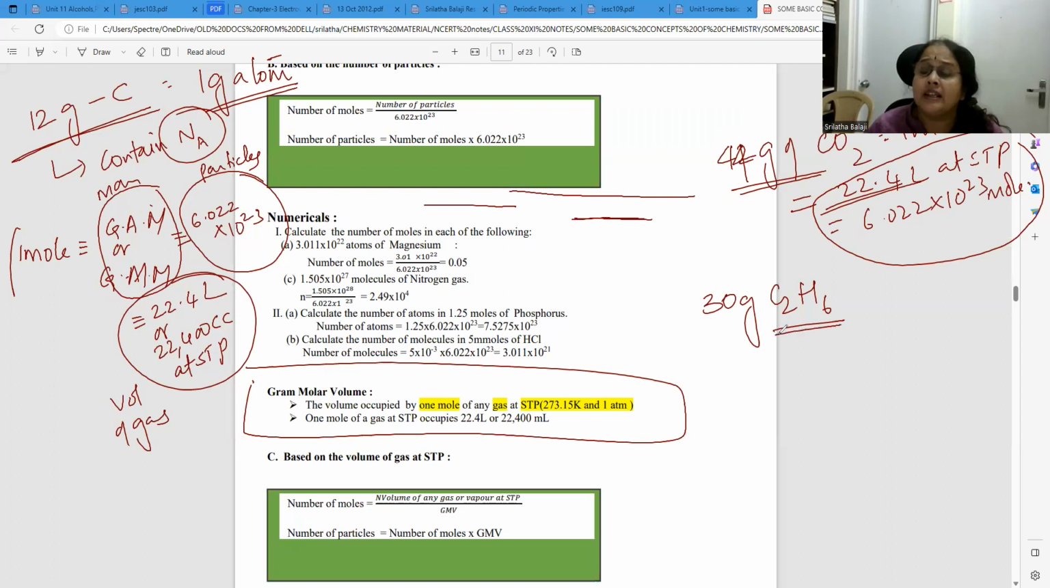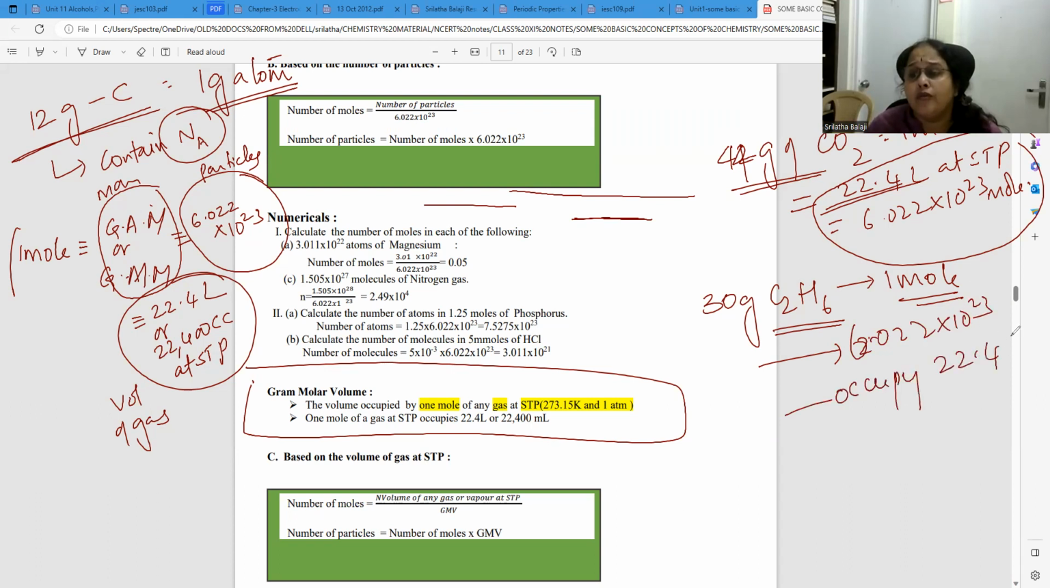So C2H6 is ethane. Ethane is a gas. So what's the molar mass of ethane? 30 grams. 30 grams constitute 1 mole. How many molecules are there in this? There are 6.022 into 10 power 23 molecules of ethane, and this will occupy 22.4 liters at STP. Believe me, this 22.4 liters is not at any random temperature and pressure. It is at STP, at 273.15 Kelvin and 1 atmospheric pressure.